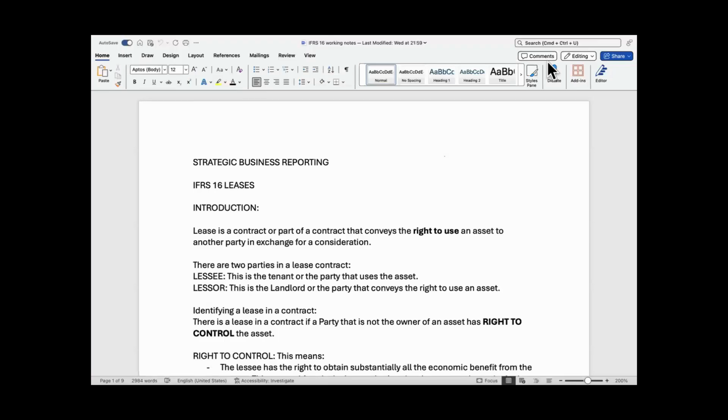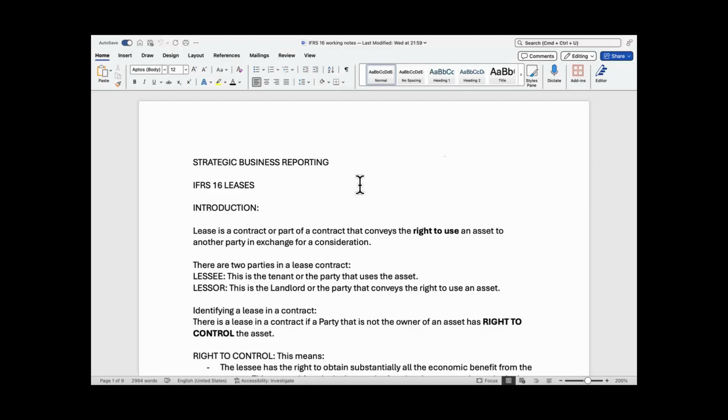Firstly, we need to finish up the remaining part of IFRS 16 on leases. We could not get to this part last week, but at least on Wednesday, we were able to achieve a substantial part of what we're supposed to do.